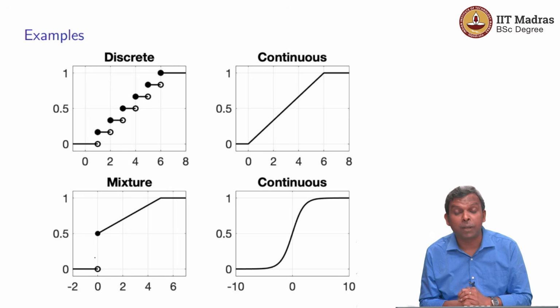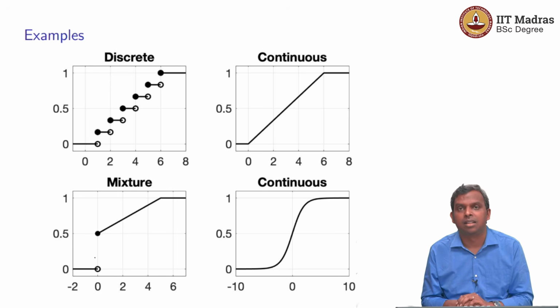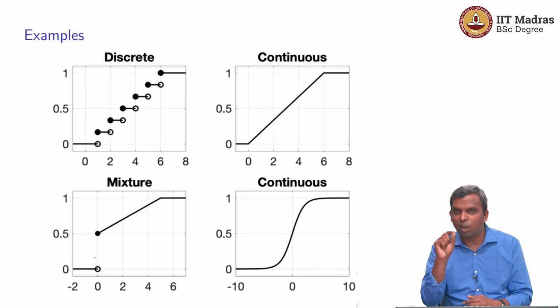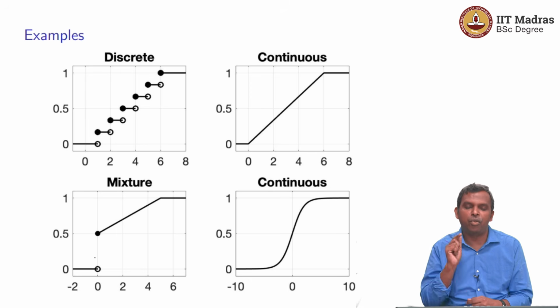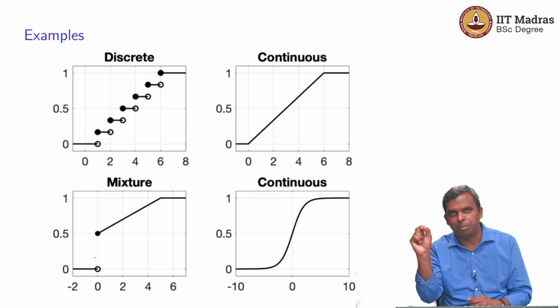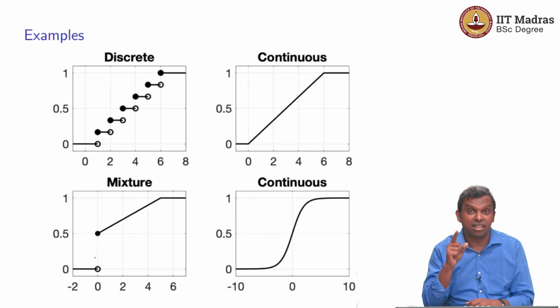You can see the top left is a discrete random variable, right? How do you identify the discrete random variable? It will only have jumps. It will not increase without a jump. Every increase will be at a jump. It will jump or stay flat, jump or stay flat, jump or stay flat. If it does like that, then it's discrete.